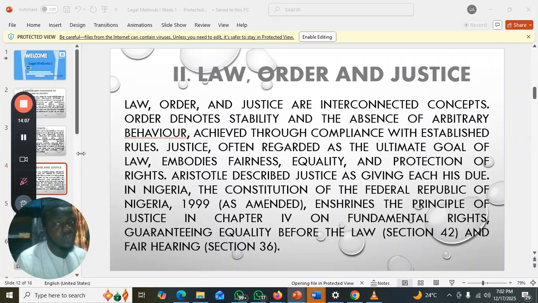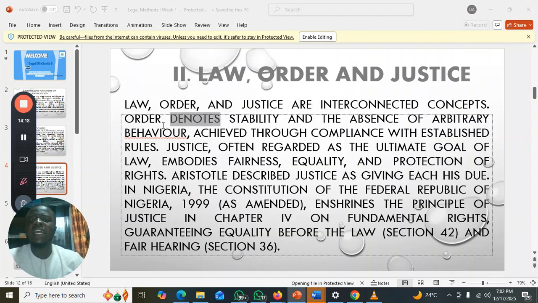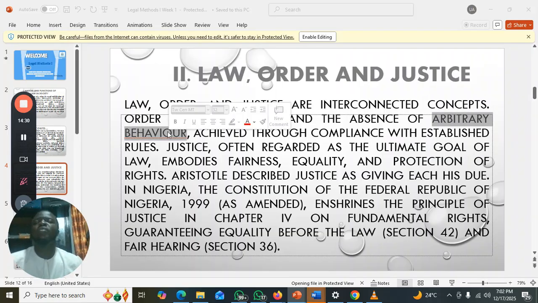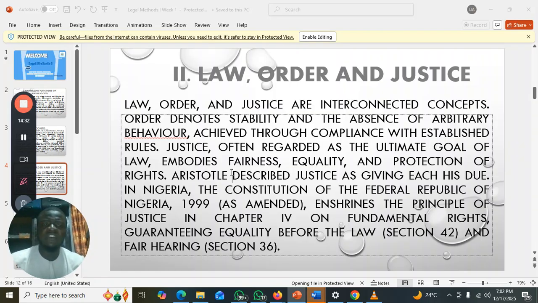That's doing justice. Do you understand? So look at it. Law, order, and justice are interconnected concepts, meaning they are connected to one another. Order denotes, the meaning of denote is something that means. So here, order means stability and the absence of arbitrary behavior. The big word that will disturb us here is arbitrary behavior. What is the meaning of arbitrary behavior?